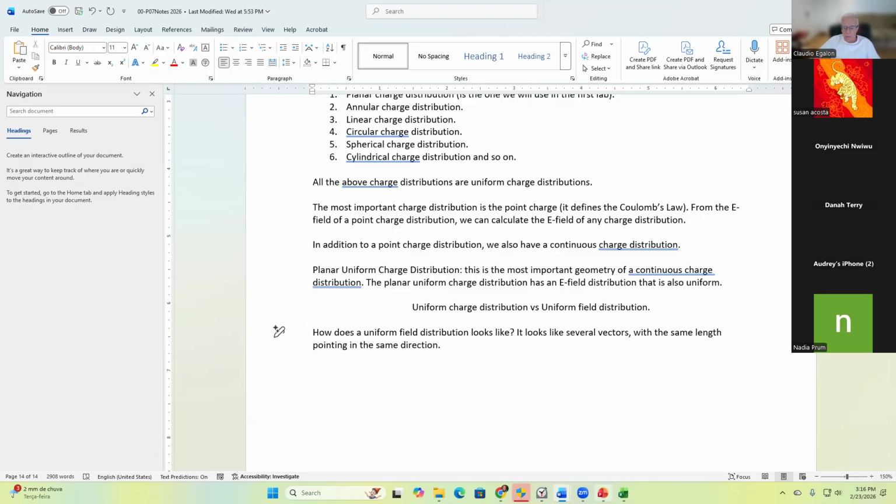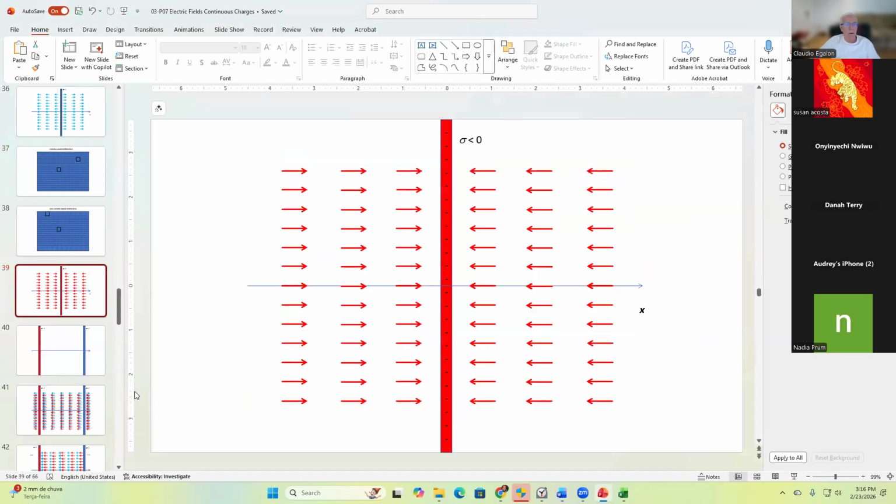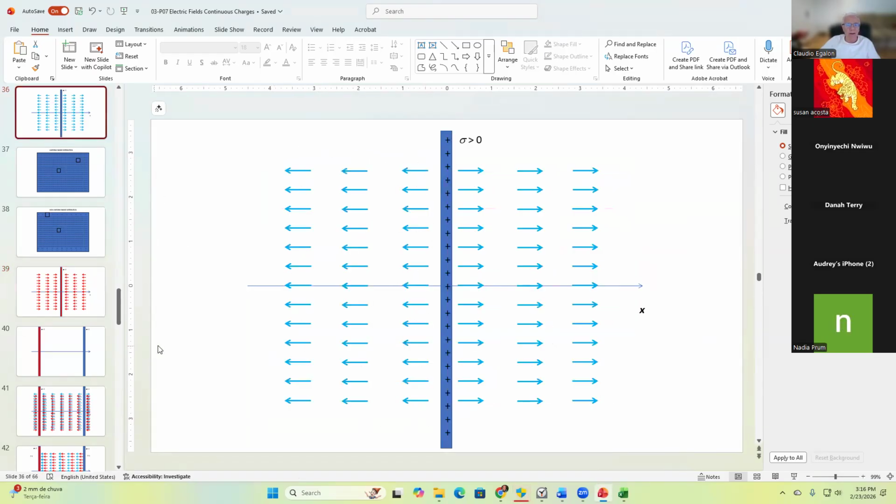And I already showed that to you. Go back here, right? Here you go. That's how a uniform field distribution looks. But very important, the field is uniform just on one side of the plate, right? Either here or here. See that the field is uniform just either on the left side or the right side.